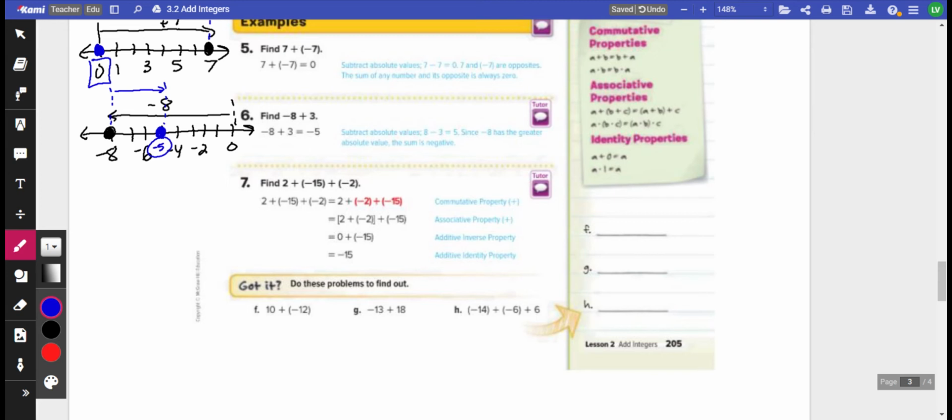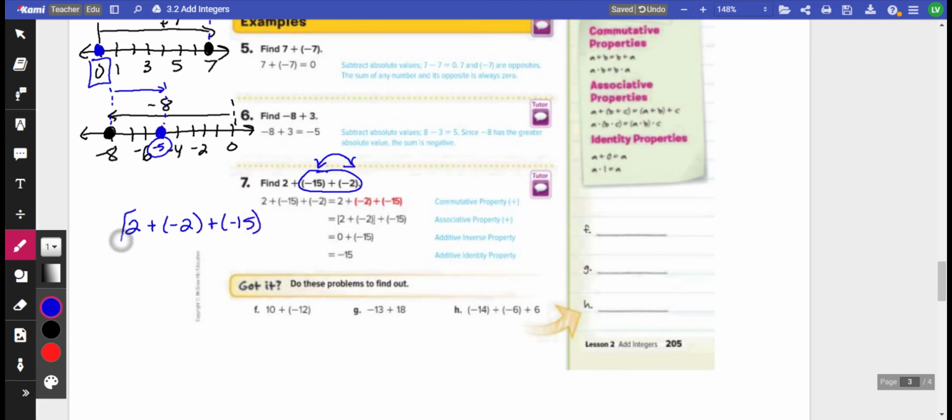Well, we're going to take the commutative property of addition, meaning we're going to add negative 15 plus negative 2, because they're both negative numbers. And with the commutative property of addition, that means we can switch the order of these two, because it doesn't matter which order we add. So I'm going to rewrite that, 2 plus negative 15, as 2 plus negative 2 plus negative 15.